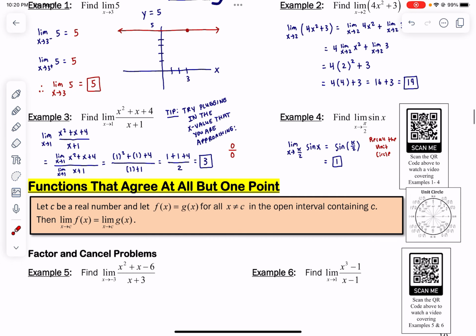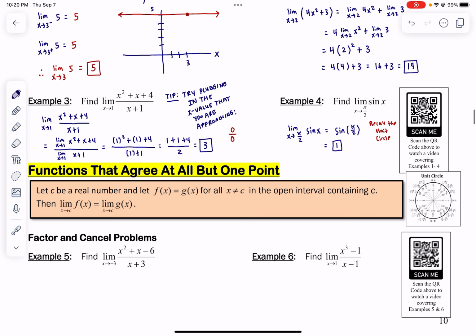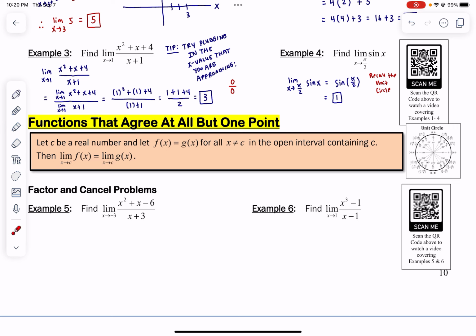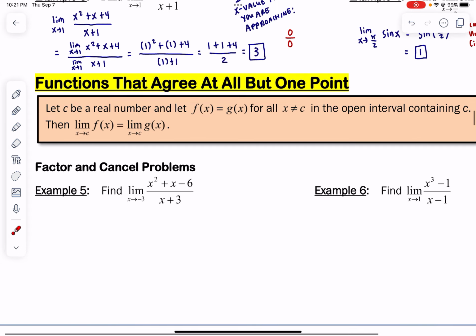All right, so let's go on to the next section. For this next section, we're talking about functions that agree at all but one point. All right, so if we look at this box, it tells us: let c be a real number and let f of x equal g of x for all x not equal to c in the open interval containing c. Then, therefore, the limit as x approaches c of f of x is equal to the limit as x approaches c of g of x. So let's figure out what all this means.